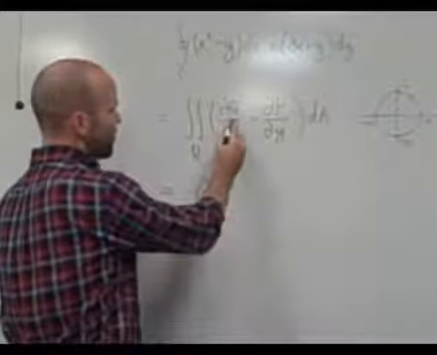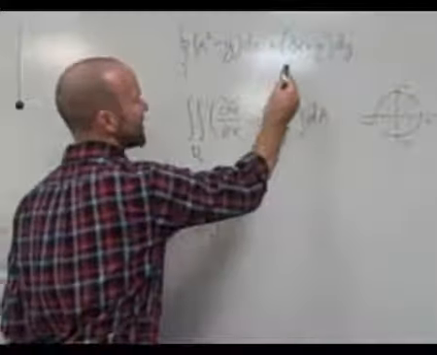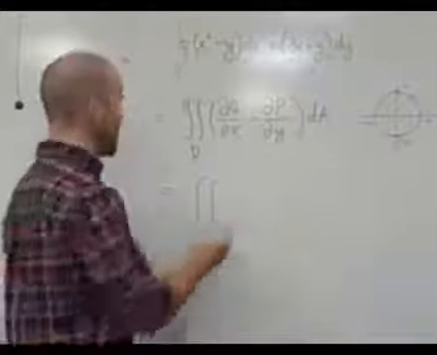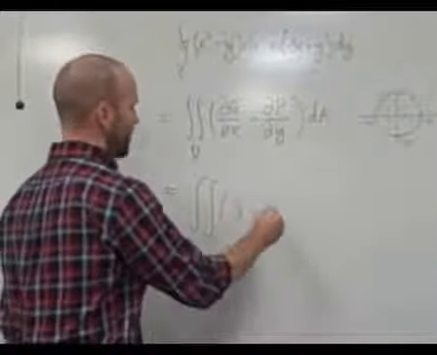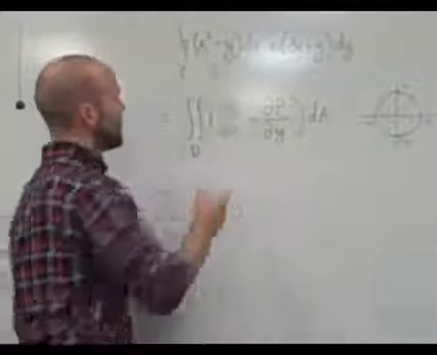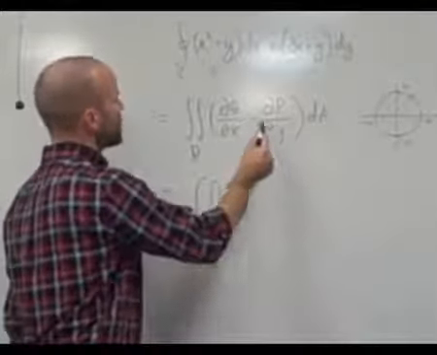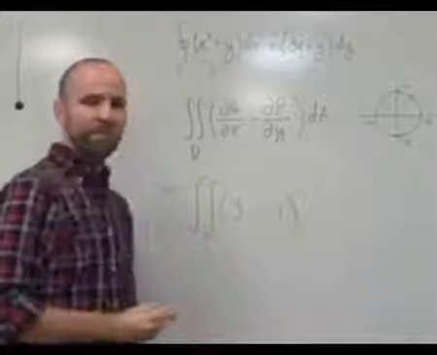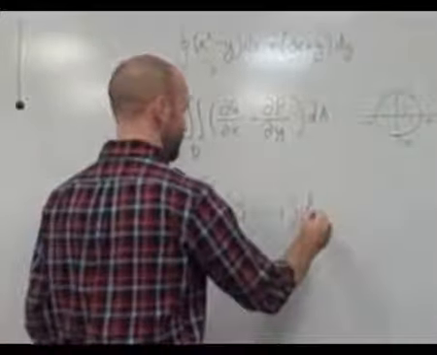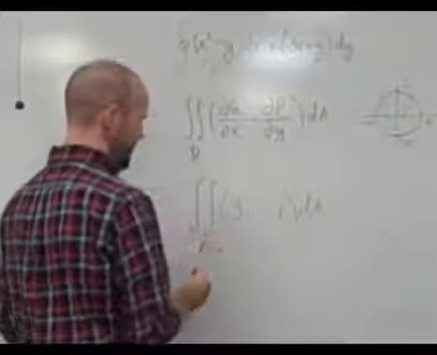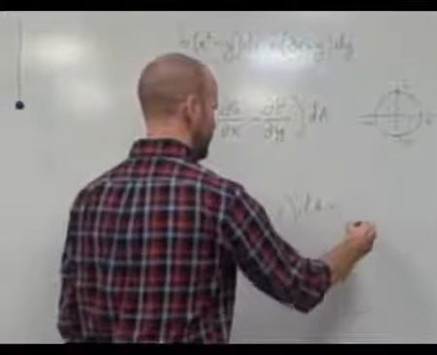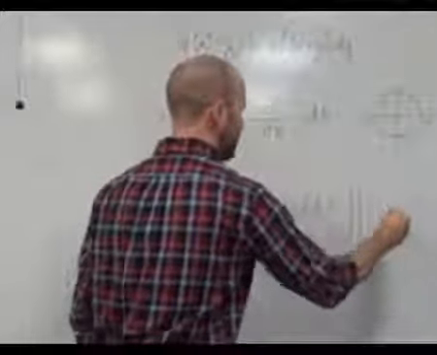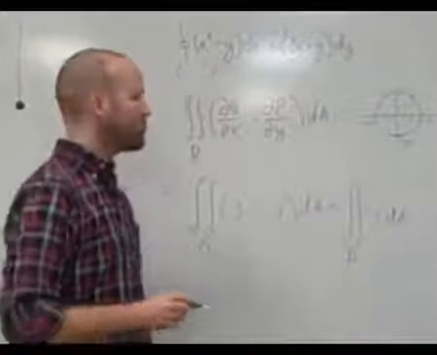The partial derivative of q with respect to x, in this case, here's q. The partial derivative of q with respect to x is just 3. And this is p. The partial derivative of p with respect to y would be -1. So all I have here is the integral of 4 with respect to the area of region D.